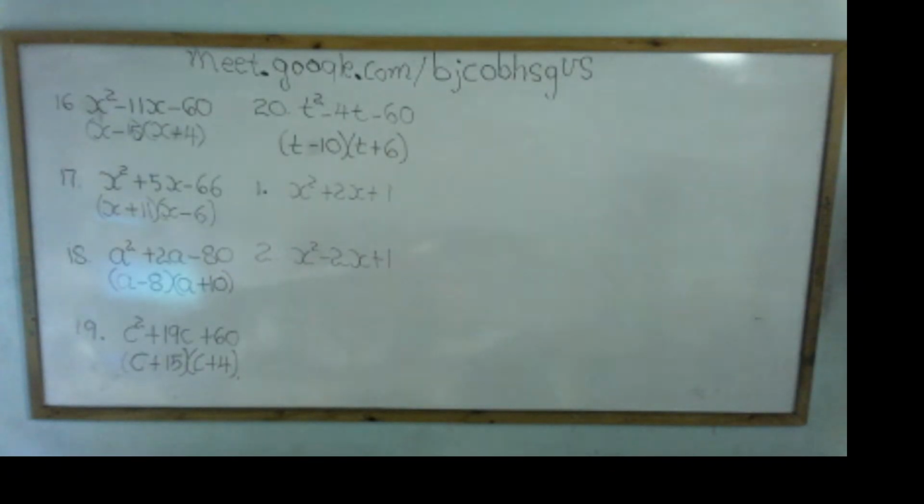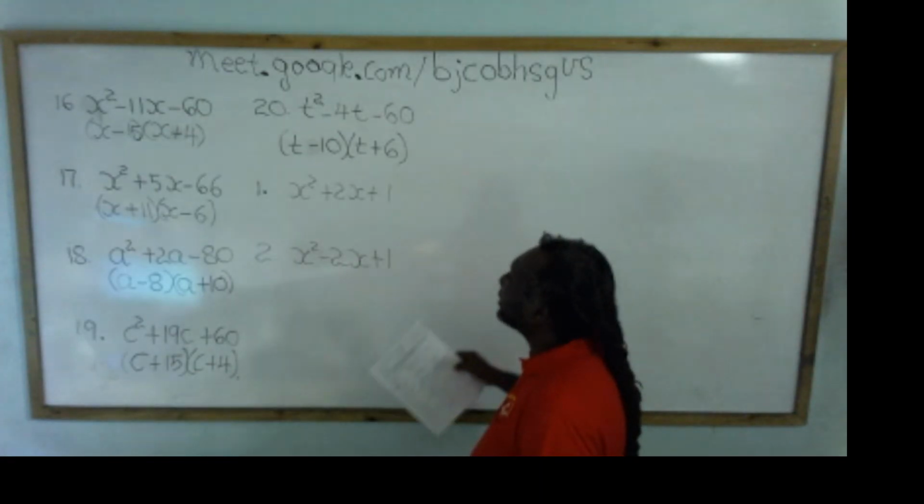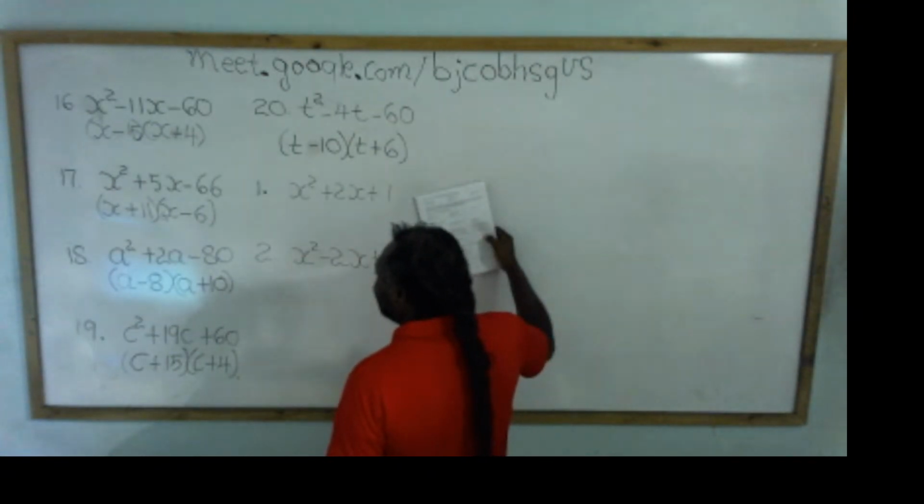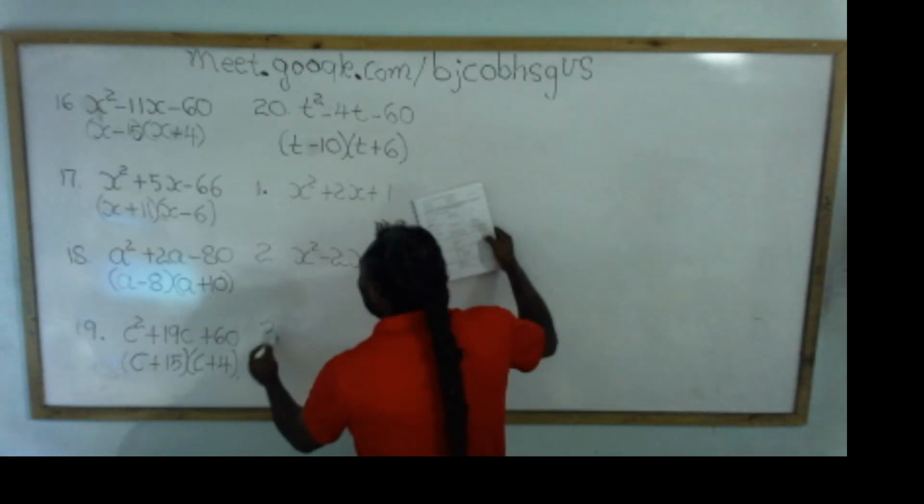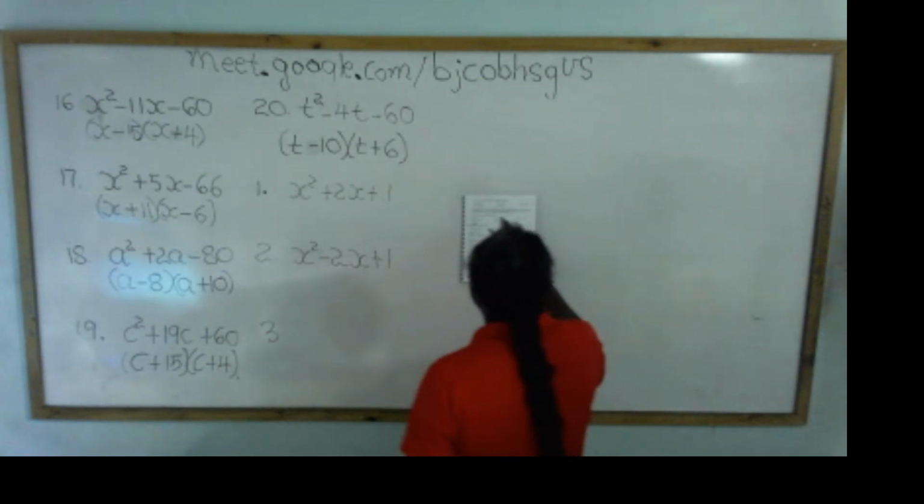And of course, the exercise said that what you have there is either a perfect square or a difference of two squares. But you know a difference of two squares only has 2 terms. So you know the ones that are perfect squares already. Number 3, 4x squared plus 4x plus 1.